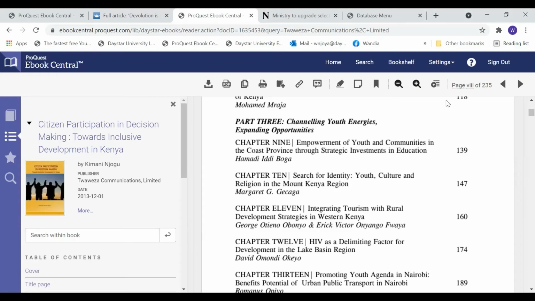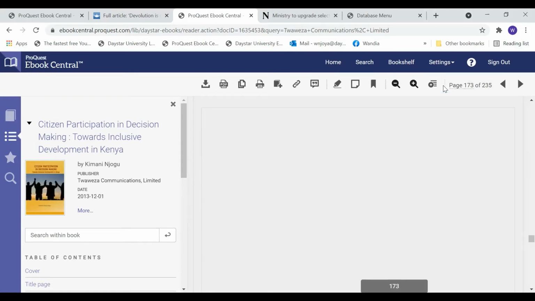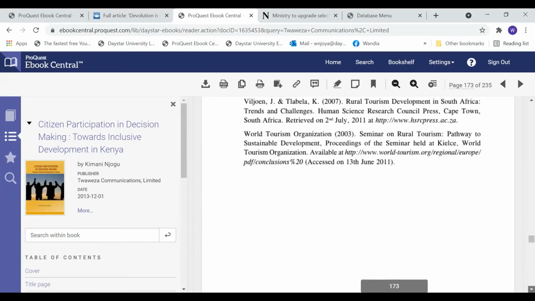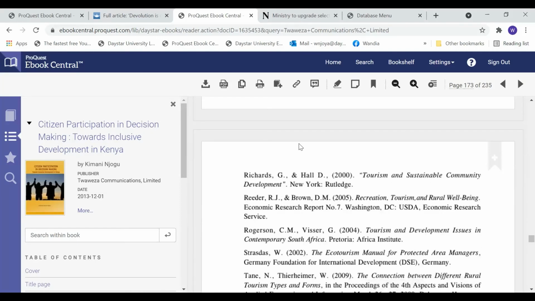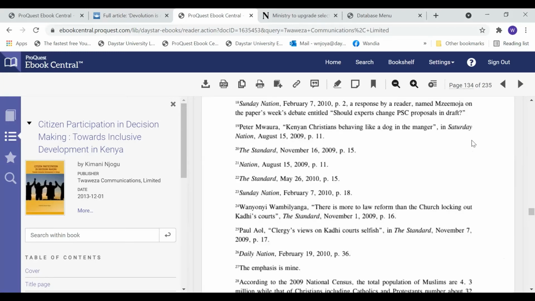So the page number will probably be 173, but sometimes there are blank pages between chapters. So it's important to confirm where this chapter ends. So let's go to page 173, check if that's where the chapter ends. So you put 173 up here and press enter, and the book will take you to page 173. Yes, that's where it ends. So before we go back to our citation, how do we quote this particular article?